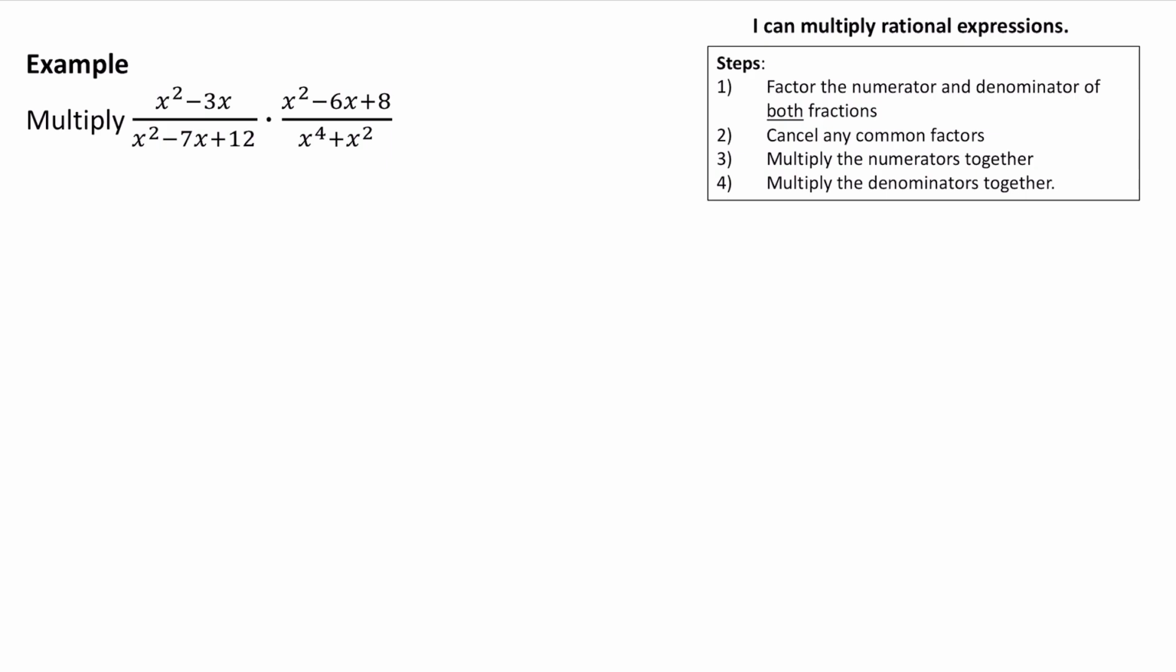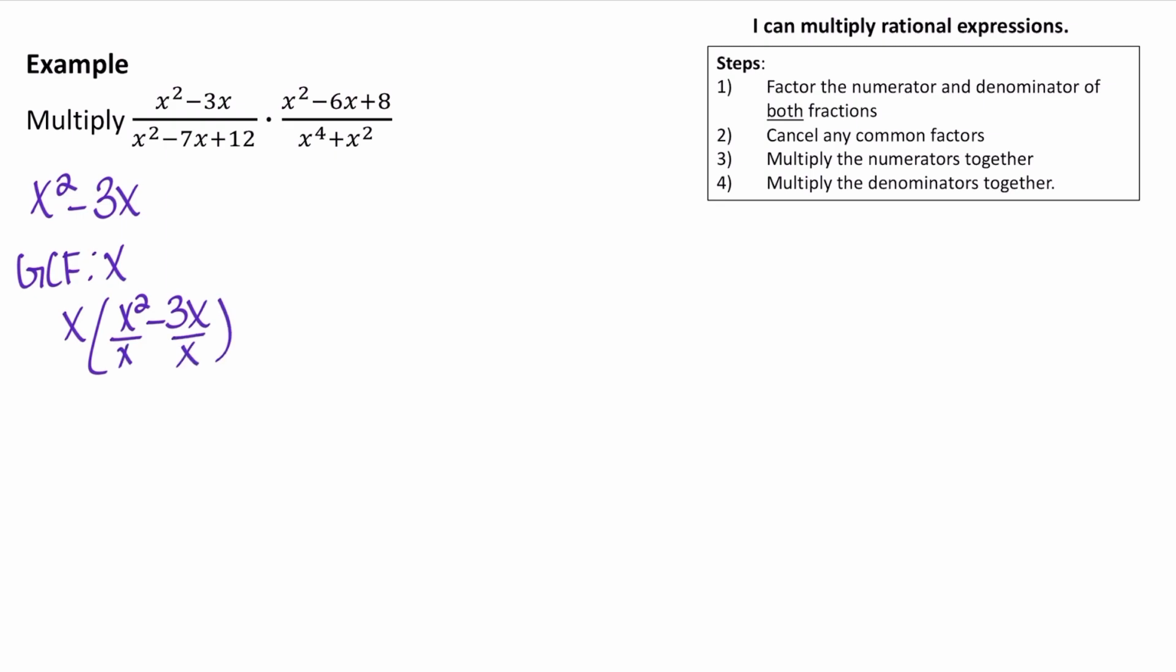So now let's try multiplying these two expressions together. So once again, we're just going to go through and factor everything. So we have x squared minus 3x. Notice that we have a GCF of x. So I'm going to factor an x out of both terms. So I have x squared minus 3x, and divide out the x. So I have x times x minus 3.